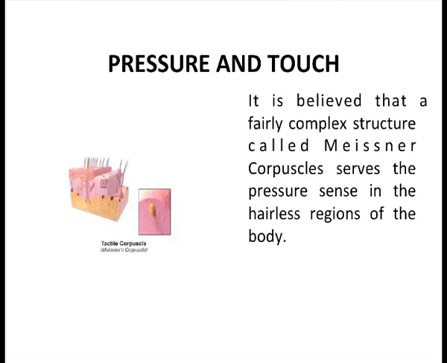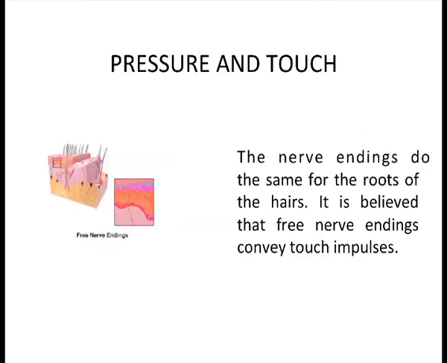It is believed that a fairly complex structure called the Meissner's corpuscle serves the pressure sense in the hairless regions of the body. The nerve endings do the same for the roots of the hairs. It is believed that free nerve endings convey touch impulses.